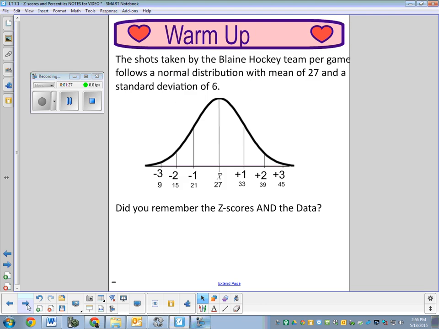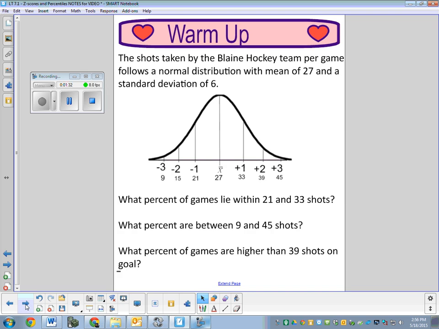So now let's talk about some questions we can ask about this data. We learned this empirical rule, the 68, 95, 99.7 rule. And that says within 1 standard deviation of the mean, 68% of your data will lie. Within 2 standard deviations of your mean, 95% of your data will lie. And within 3 standard deviations, 99.7% of your data lie. So now I want you to pause the video again, and there's 3 questions that I'd like you to answer.